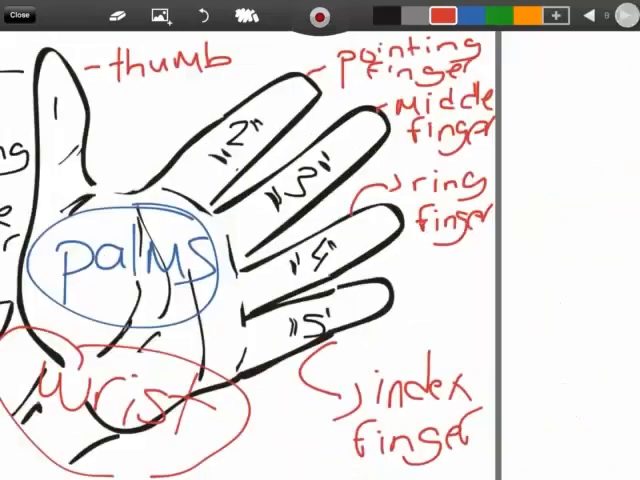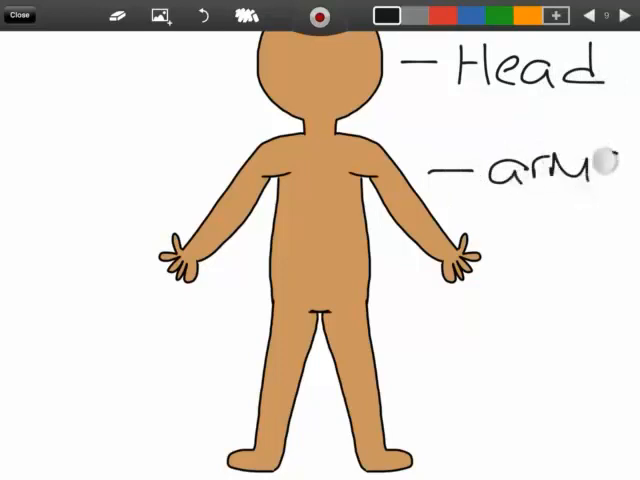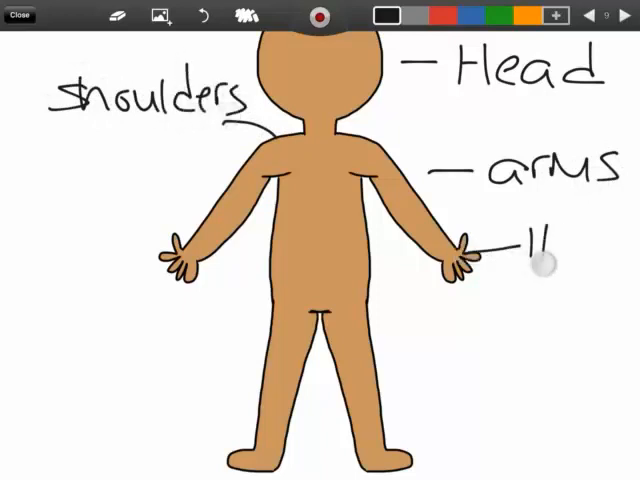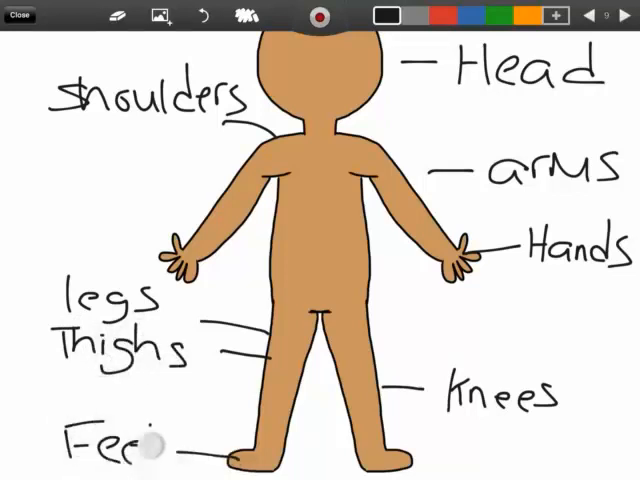Moving on. Now let's have a look at this body. This is our head, as you can see here. These are our arms. Here is our shoulders. These are our hands. This is our knees. Here we have our legs. We have our thighs right here. We have our feet, that is right here at the very bottom.